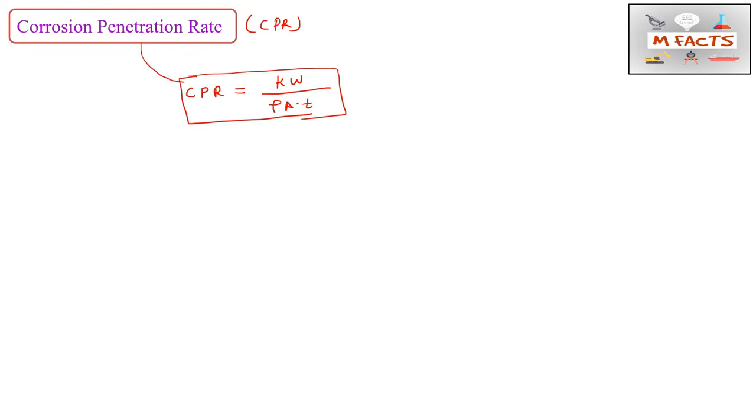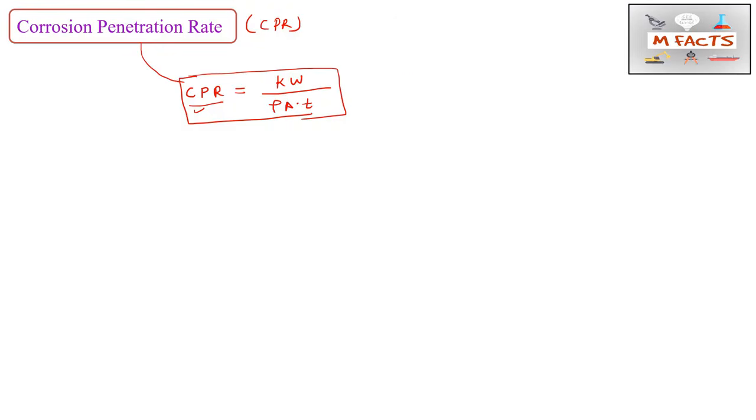This corrosion penetration rate is also known as CPR. This CPR may be calculated by the formula CPR = KW / ρAT. This is the formula used for calculation of corrosion penetration rate, and it is also known as thickness loss of material per unit time. Here we will see one by one about these terms.